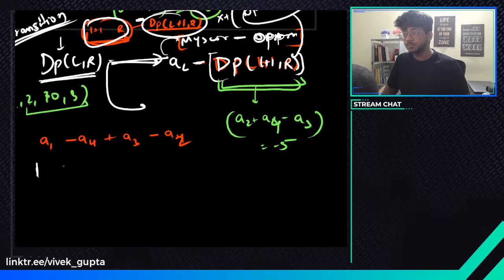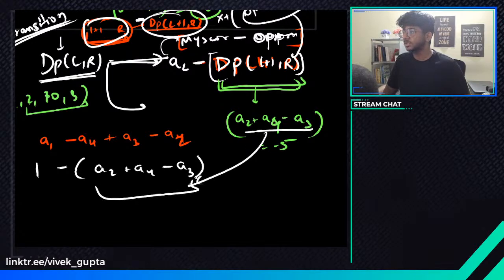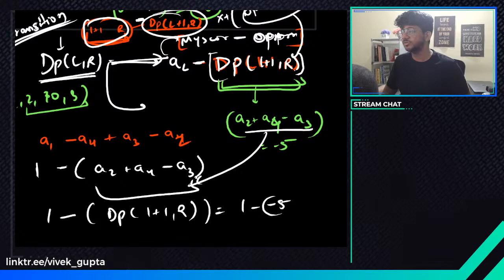This part is nothing but minus A2 plus A4 minus A3, which is nothing but this particular term. So I can plug it in over here, and a1 minus dp of L plus 1 to r, which is going to be equivalent to 1 minus minus 5, which is going to be equal to 6. That's what we were getting earlier.